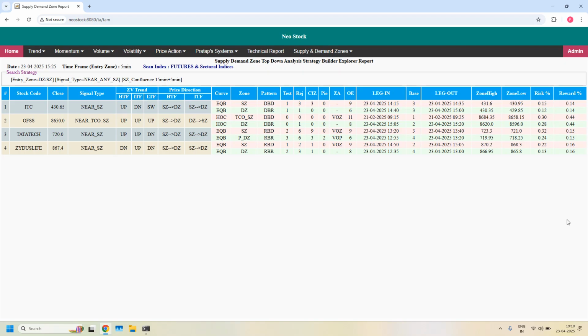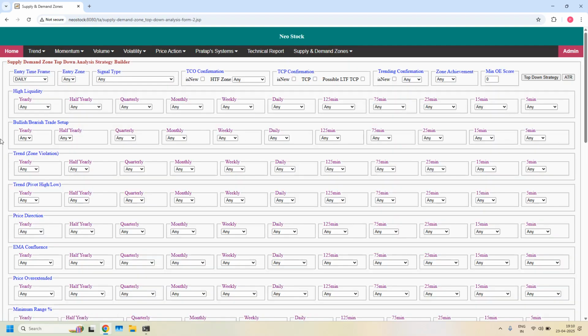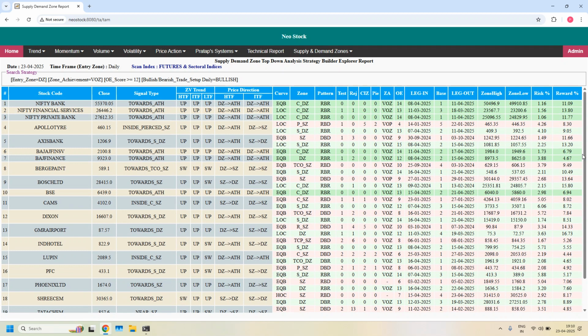Next we will generate bullish and bearish trade setups for different income trades. First, bullish trade setup for monthly income trade. Entry time frame daily. Entry zone demand zone, bullish or bearish at daily. Selecting bullish. Zone achievement VOZ. Minimum order enhanced score 12. We got 21 stocks. First 18 stocks supporting bullish trade setup for monthly income trade.